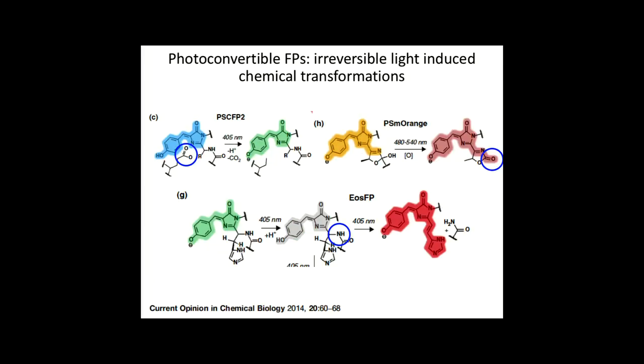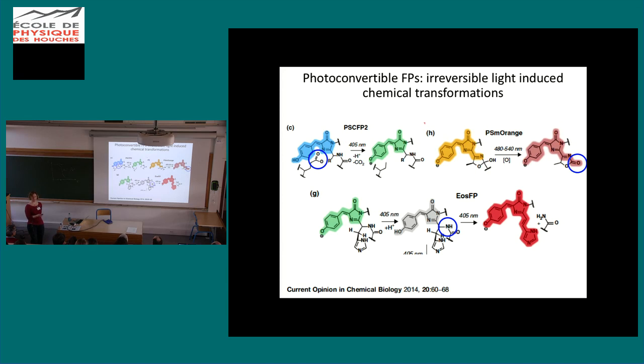Okay, I'm actually not going to cover photoconversion as much because Ulrich did it so nicely yesterday, and I don't have as pretty movies as he has, but suffice it to say that there are a number of photoconvertible proteins that similarly have irreversible light-induced chemical transformations. So we can have decarboxylation, we can have oxidation, and we can have backbone cleavage, and these are just some examples of blue to green, orange to reddish, and green ultimately to red.